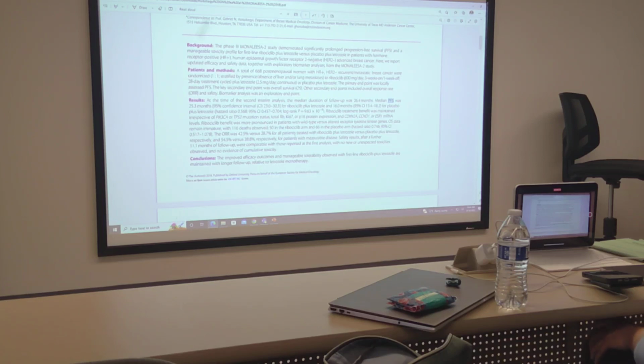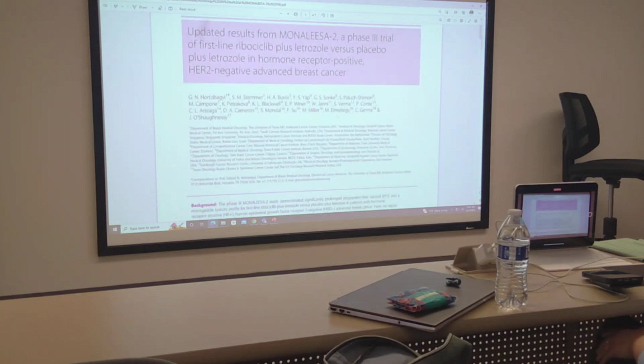So looking at our article, let's see if we have any overall survival rate. We may not have it. But this one has it at any time, and we only got progression-free survival.